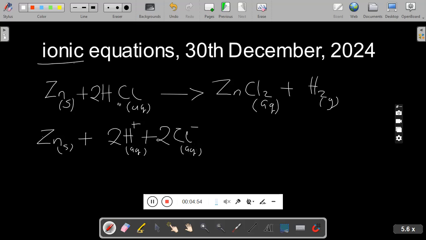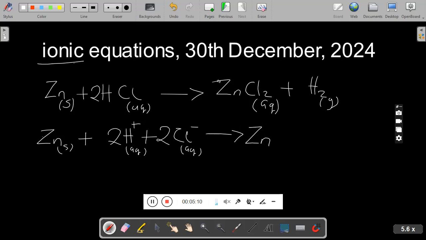Then you say now the products: zinc chloride is aqueous, so we are going to split it, so it gives us zinc. Now you can see zinc here has no number in front, so we just say zinc.